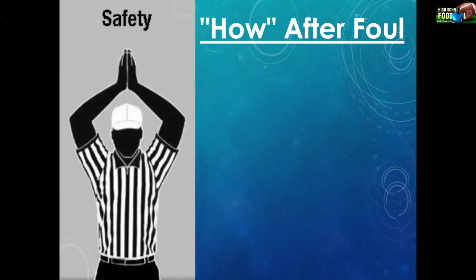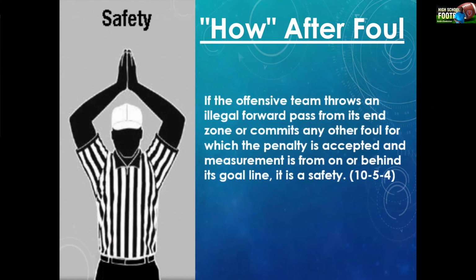How after a foul? Okay. If the offense team throws a legal forward pass from the end zone or commits any other foul for which the penalty is accepted and the measurement is from, on, or behind the goal line, it is a safety. In other words, the basics, let's say we're going to all but one principle, right?